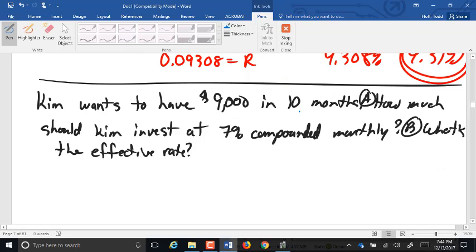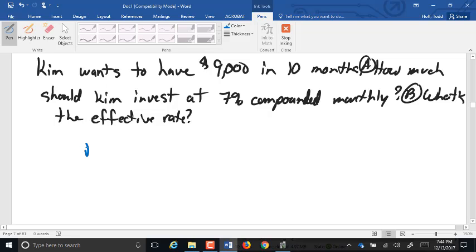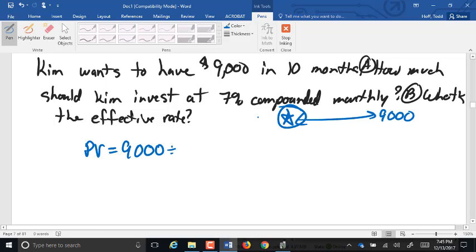What formula do I use for part A? I am looking for the present value for compound interest. It's $9,000 divided by, because the 9,000 is at the end of the timeline, and we want to look to see how much we need to have now. So we're going backwards, we have to divide. Parentheses, 1 plus 0.07 divided by 12, because it is still monthly. That number is the number of periods in a year. The 10 comes into it because it's only going to be in there for 10 periods, 10 months.